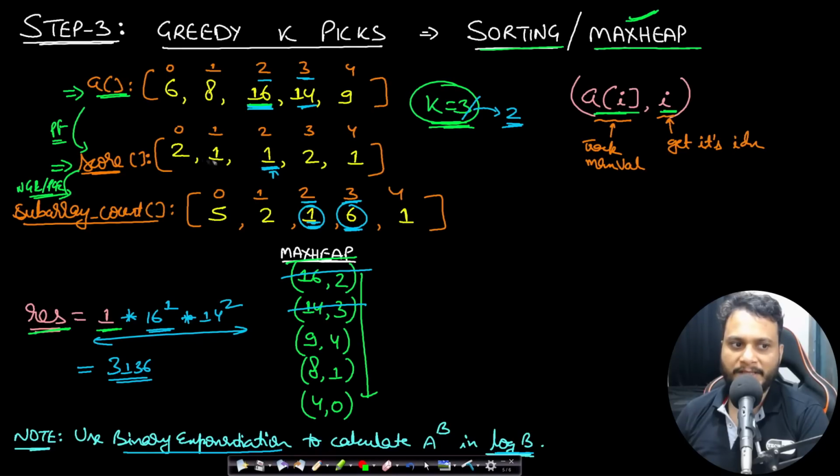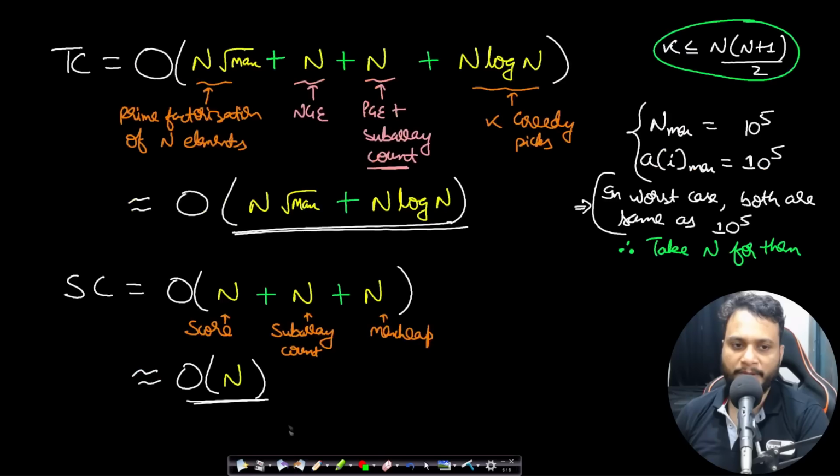So this is the entire process. It involves 3 steps. The first is prime factorization to calculate the score. The second step is the NGE and the PGE using the monotonic stack to calculate the sub-array count. And the third step is the greedy pick using sorting or the max heap. Okay. And in the last step, it also involves binary exponentiation to calculate a to the power of b optimally.